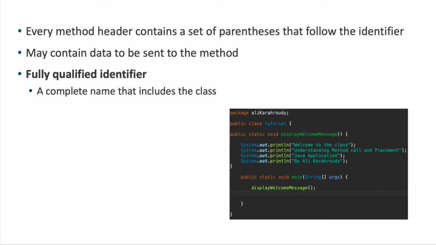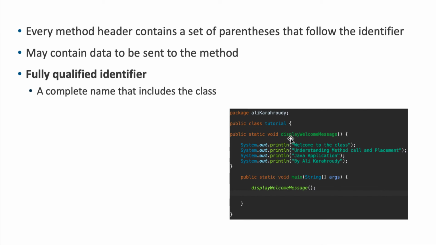Every method header contains a set of parentheses that follow the identifier. The parentheses might contain data to be sent to the method. For example, when you write a main method in a class, the parentheses in its header surround String arguments. The displayWelcomeMessage method in the class that we developed requires no outside data, so its parentheses are empty. Basically, when you want to run this, you really don't need to pass any information to the method, and therefore within the parentheses, you have no input data.